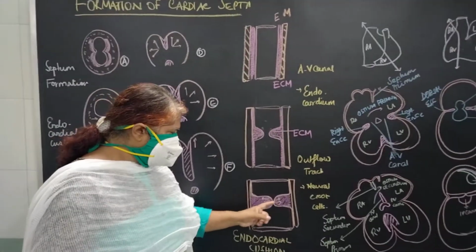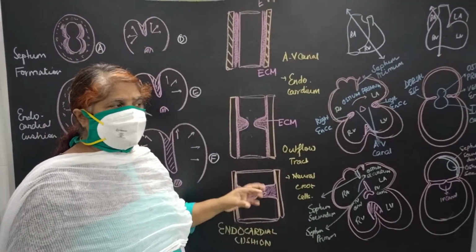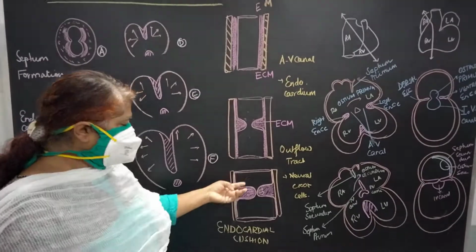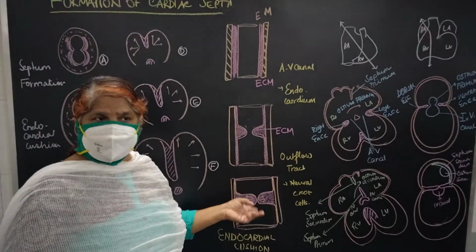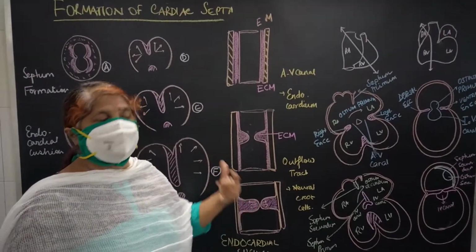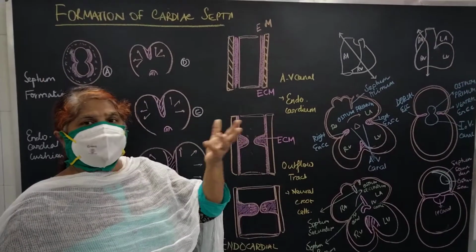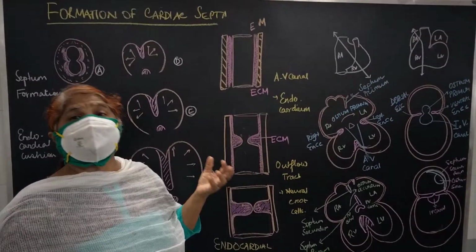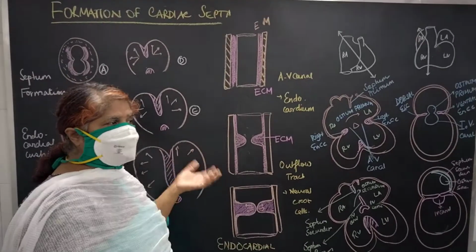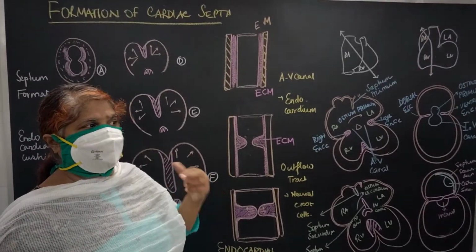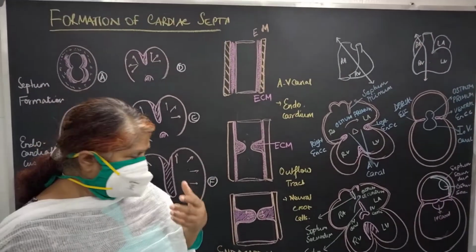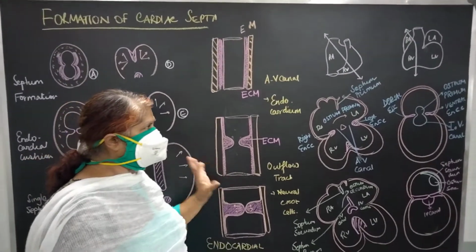So ultimately the closure of the atrioventricular canal will be formed by the cushions. That is, we see the atrioventricular canal, the right atrium to right ventricle or the left atrium to left ventricle. They are supported by the valves: the tricuspid valve in case of the right side and the bicuspid valve or mitral valve in case of the left side. So this is how the formation is occurring.